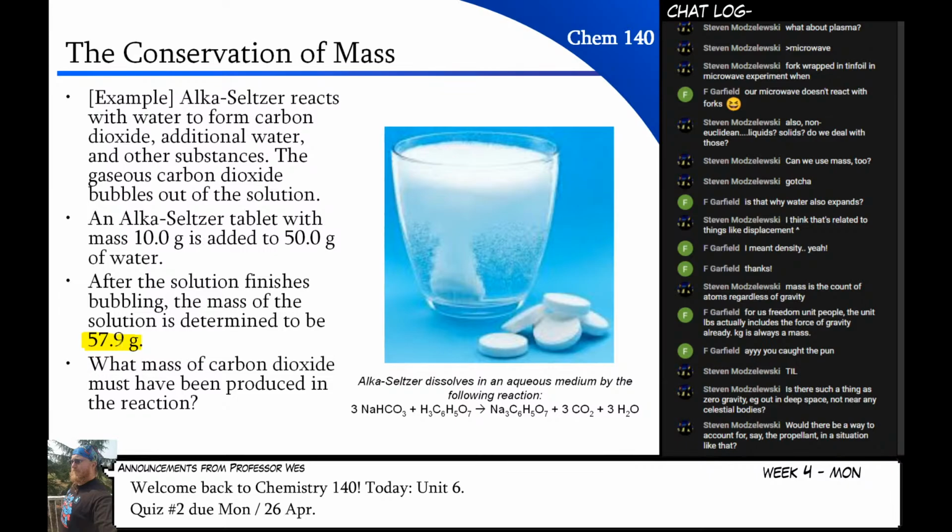Would there be a way to account for, say, propellant in a situation like that? Well, for compressed air, it's 100% propellant. So yes, actually. In some cases, you could look up the ingredients and see what percentage of what's in there is propellant, and assume that you have a homogeneous mixture when you hit the button. That's the best that I could do. If you wanted to do a chemical analysis of it, you'd have to spray that into a container and then use GCMS or EA.